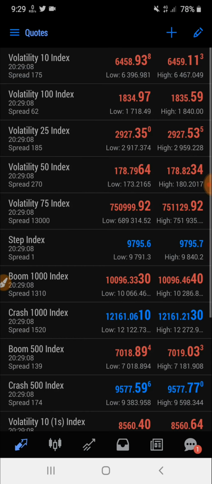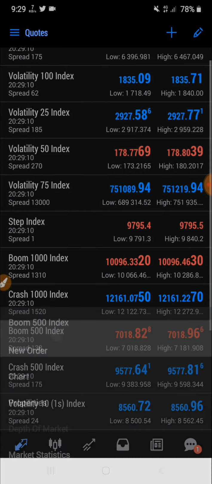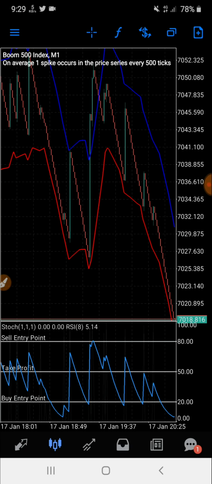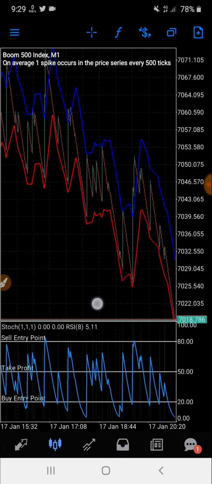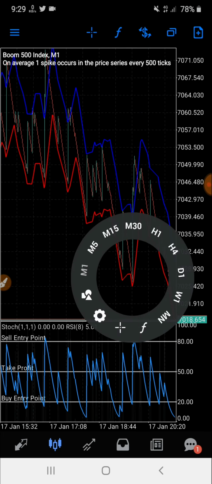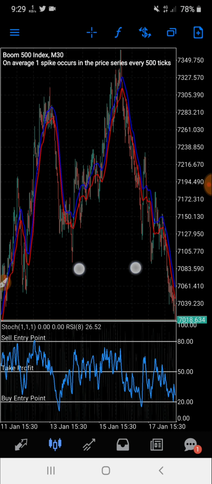So let me check the boom 500 index and see. Okay, you can see more short sell down, spikes up, sell with short candles down, spikes up, so we know we put our buy entry in our mind. We're gonna come check the 30 minutes time frame.